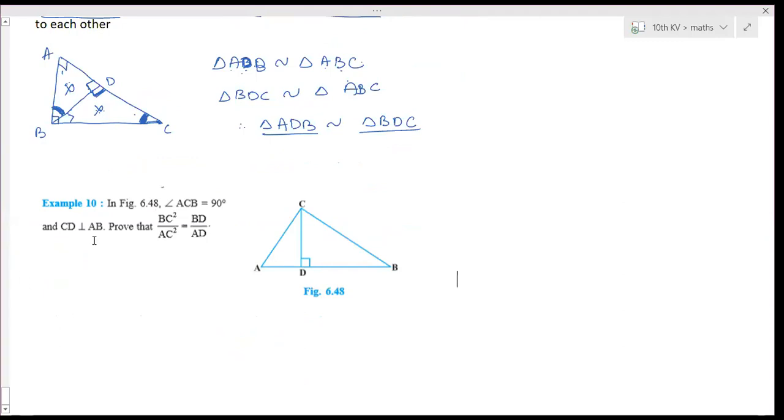So in this question, they have given angle ACB is 90 degrees. So this one is already 90 degrees. CD is perpendicular to AB. Prove that BC square by AC square is equal to BD by AD. So BC and AC are parts of two triangles, and BD and AD are again parts of those two triangles.